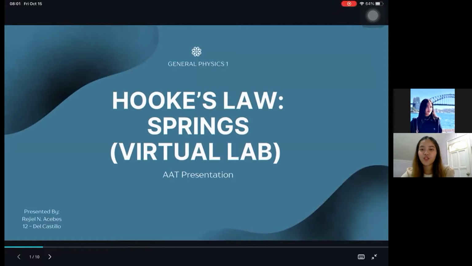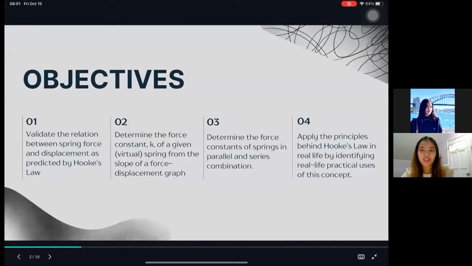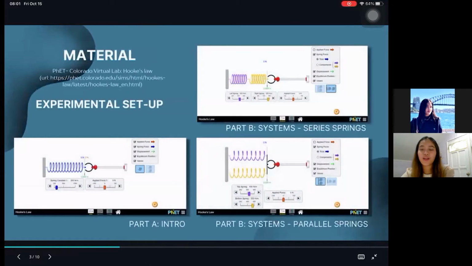Hooke's Law Springs Virtual Lab. For this experiment, here are our objectives. Next, this is the material needed, the website for the Hooke's Law Springs Virtual Lab.